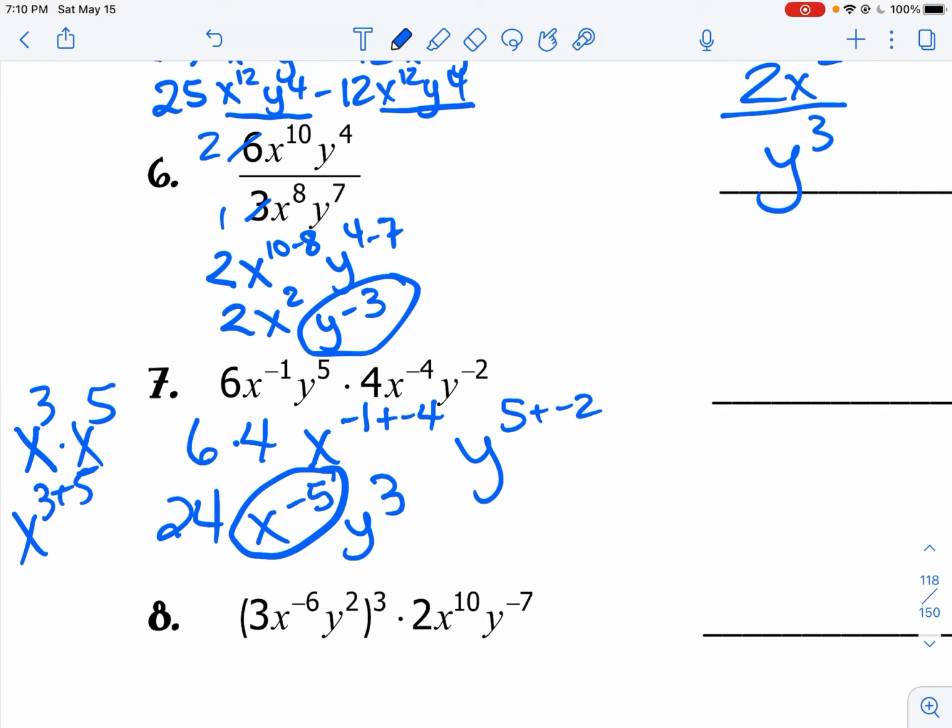This has a negative exponent, so that needs to move to the denominator. So I now have 24 y to the 3rd, but the x to the 5th moves to the denominator.